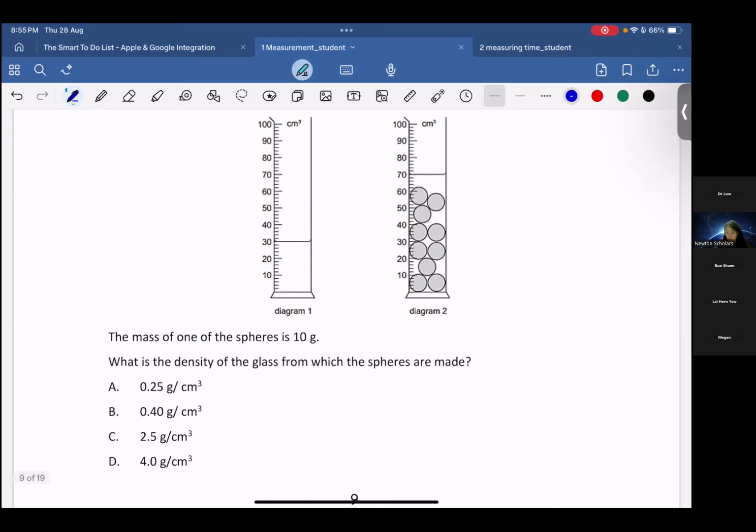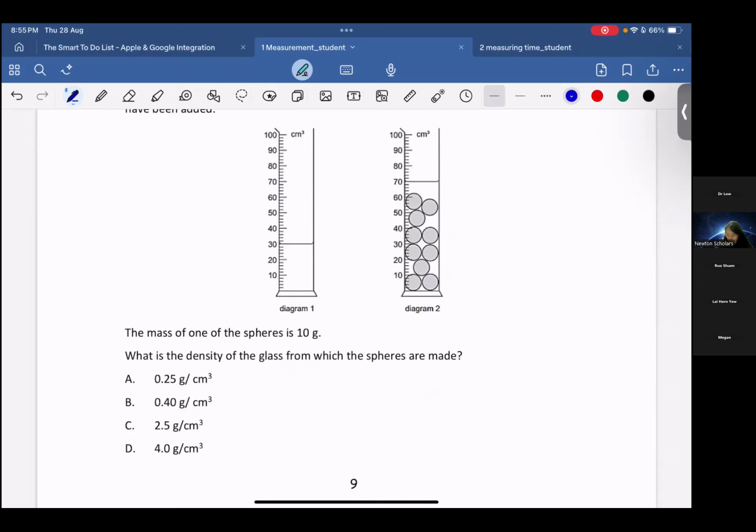So at here, mass of 1 is 10 gram. Density is mass divided by volume. Now, the mass for one sphere is 10 gram. How about the volume? So this one is 70 minus 30. That means the volume for 10 spheres is 70 minus 30, so it's 40 cm cube.